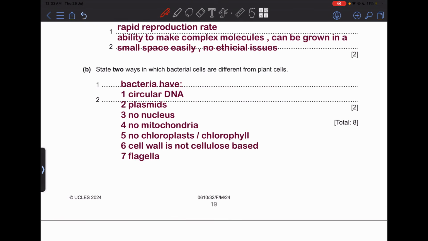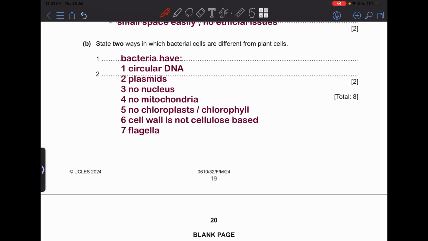B says state two ways in which bacterial cells are different from plant cells. Bacteria have circular DNA, plasmids, no nucleus, no mitochondria, no chloroplast, and the cell wall is not cellulose based, and they have flagella, and plant cells of course don't have flagella. A flagellum is like a tail. This tail is used for movement. It is also found in the sperm cell.